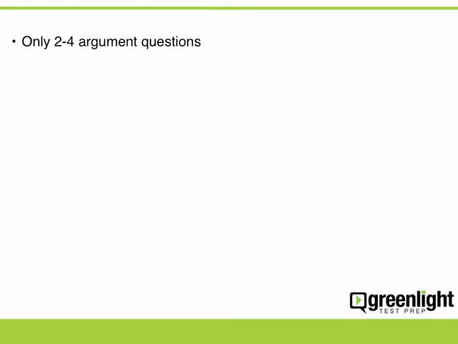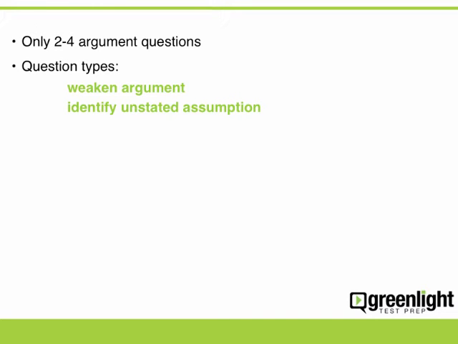Argument passages can be identified by the question type. For example, one question type requires us to weaken an argument. Another question type requires us to identify an unstated assumption in the argument. And another question type requires us to identify a conclusion that must follow from the given information. Identifying the question type not only helps us recognize that we're looking at an argument passage, but also helps us determine how to dissect the argument and the answer choices.